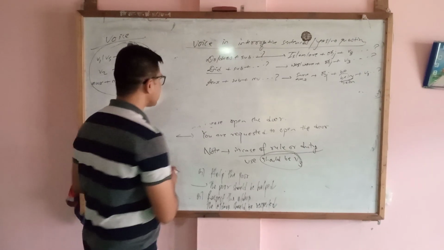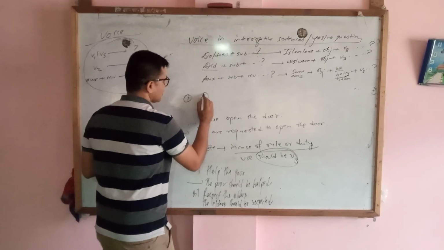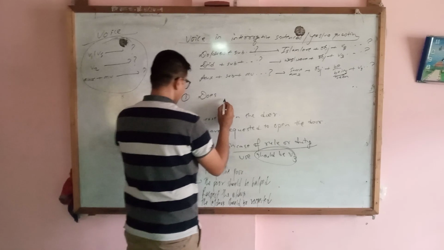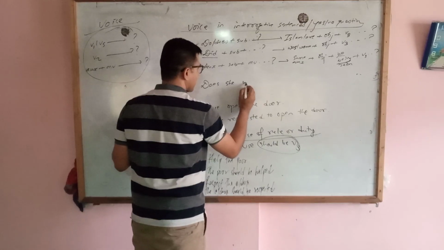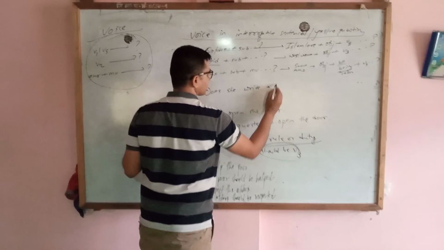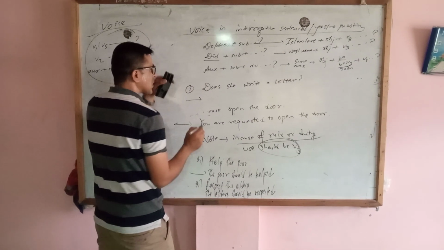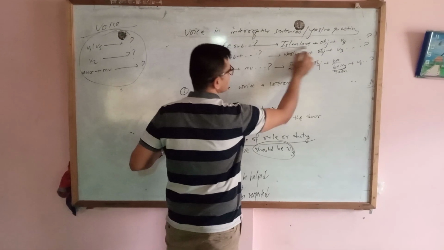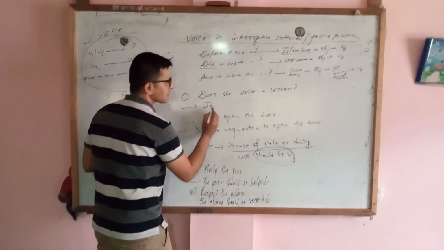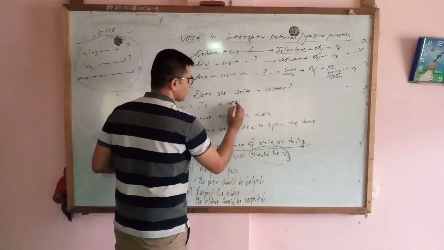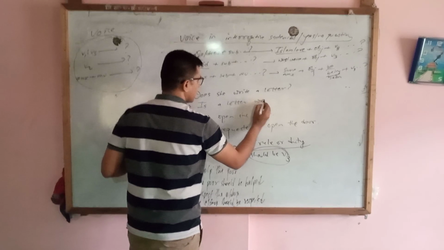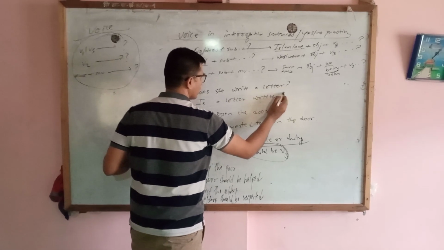So the question is, very simple question. Does she write a letter? Question mark. Answer is, in case of do/does, you have to take is/am/are, right? Is a letter written? Answer is: is a letter written? Question mark.